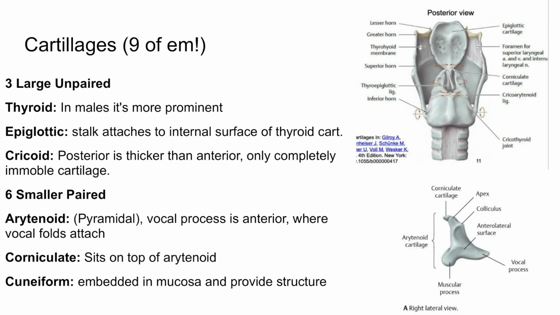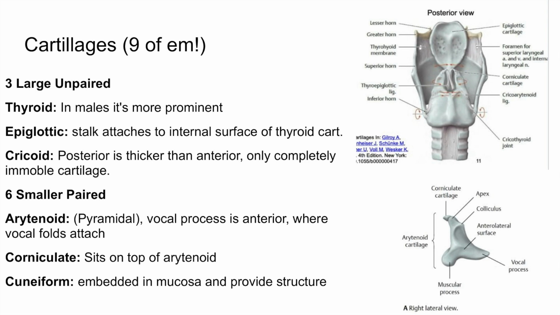So a clean way to think about it is like your thyroid, your cricoid, and your epiglottis are going to be structure and protection. Your arytenoids are going to be movement and voice control. Corniculate and cuneiform are going to be your structural reinforcement. And if something goes wrong with your voice, you're usually thinking arytenoids and their muscles. If something goes wrong with airway patency or trauma, you want to be thinking cricoid or thyroid due to their structural support.